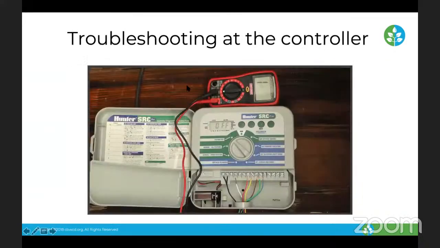So again, here's the multimeter. What we can use the multimeter for is to check and see if we have power coming in from the main power source, either plugged into the wall or if it's wired in directly. We can check the voltage. This is the terminal strip here. We can check and make sure the irrigation controller is sending the power to the correct zone, or to the correct wires, to the correct irrigation valves.